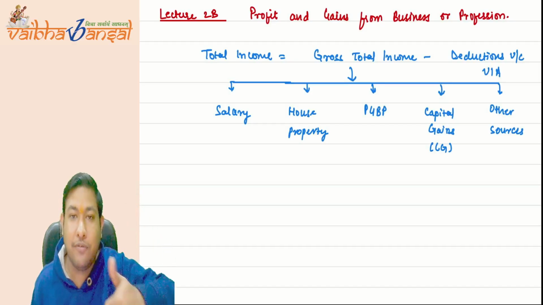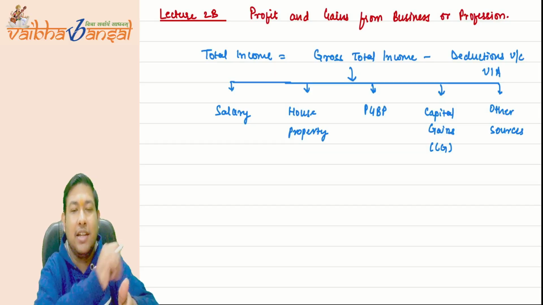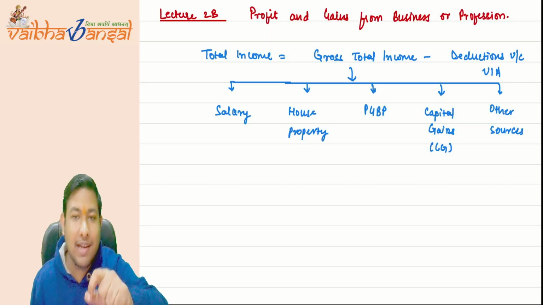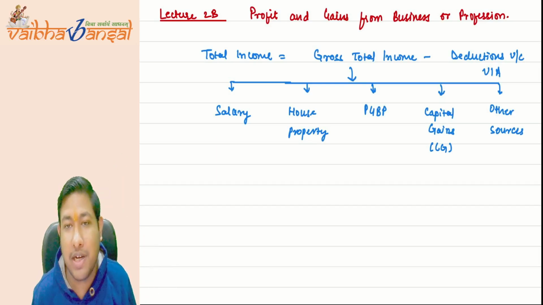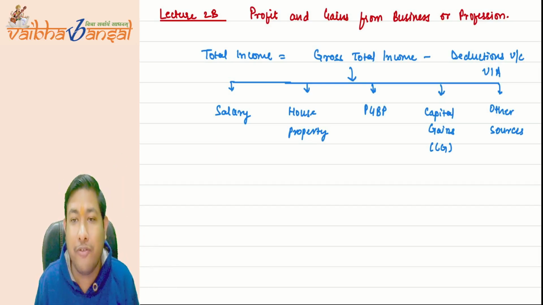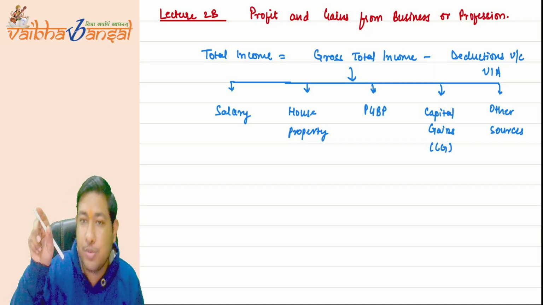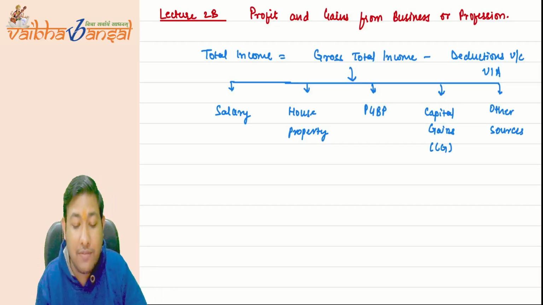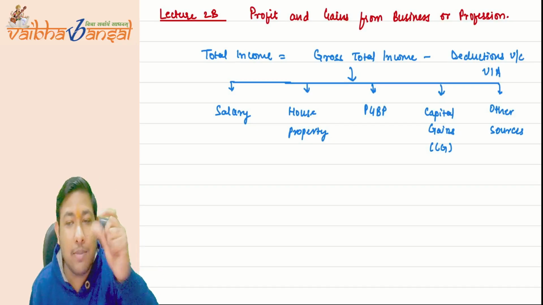First is the salary income. If you are employed, then your income will be taxed under the head salary. If you are earning rental income, then that rental income will be taxed under the head house property. If you are running a business or a profession, then any profits or gains arising from it will be taxed under the head PGBP. Or if you have some land or building and you have sold it, then it will come under capital gains.